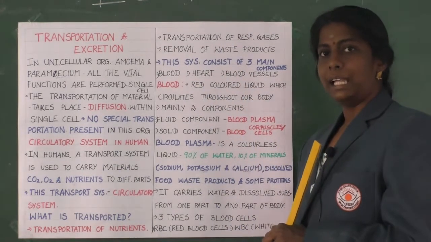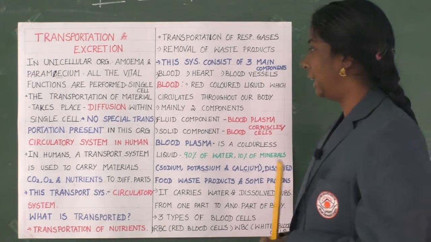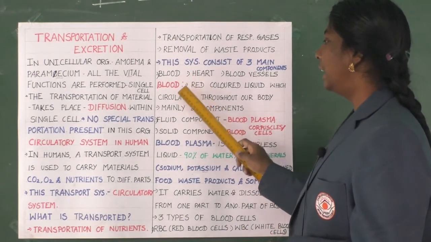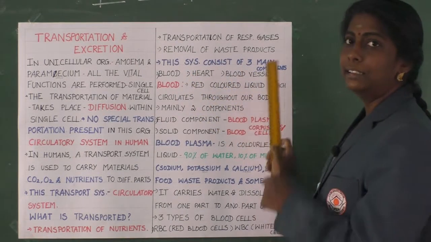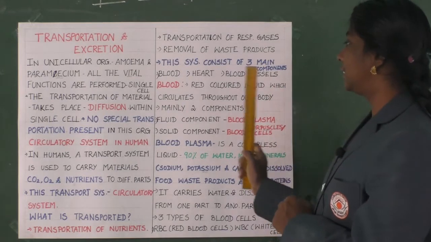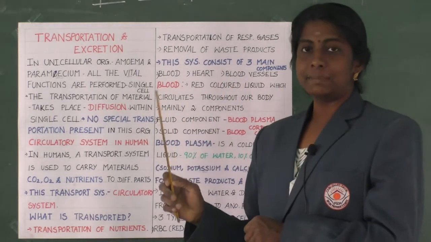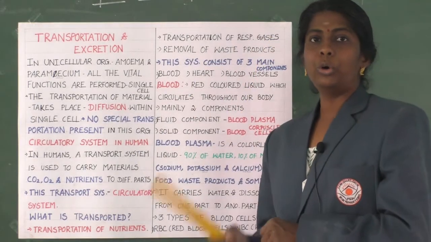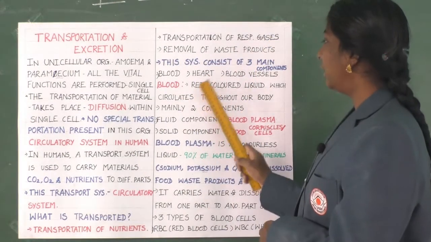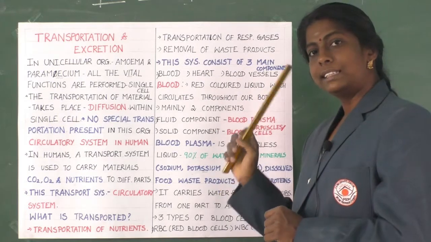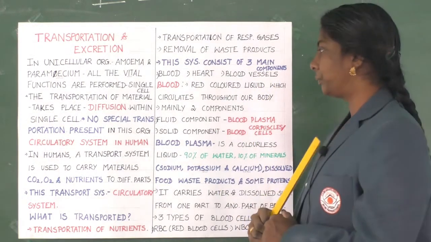First about blood. So, what do you mean by this? It is a red colored liquid which circulates throughout our body. Is it not? It's present from head to toe. So, it's a red colored liquid which circulates throughout the body.